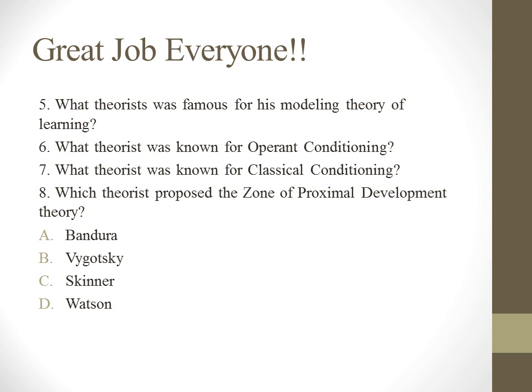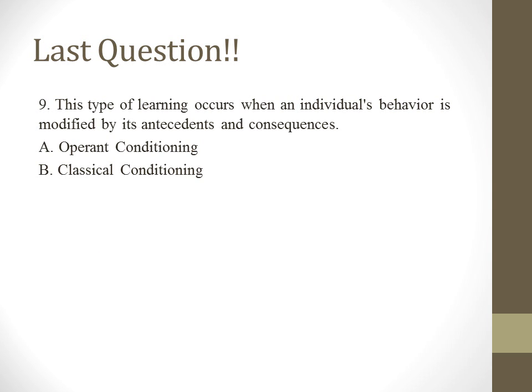Number 8, which theorist proposed the zone of proximal development theory? It would be B. Vygotsky in 1978. The last and final question of this lecture surrounds operant conditioning and classical conditioning. Number 9, this type of learning occurs when an individual's behavior is modified by its antecedents and consequences.